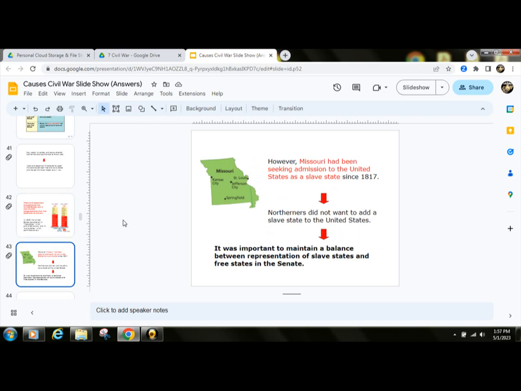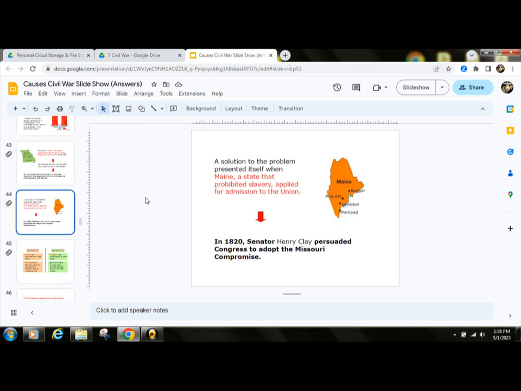However, Missouri had been seeking admission to the United States as a slave state since 1817. Northerners did not want to add a slave state to the United States. It was important to maintain a balance between representation of slave states and free states in the Senate. Because remember, every state gets two votes, and as we go west, new states are being formed, and thus you're going to get 2 senators and as many representatives based on population.